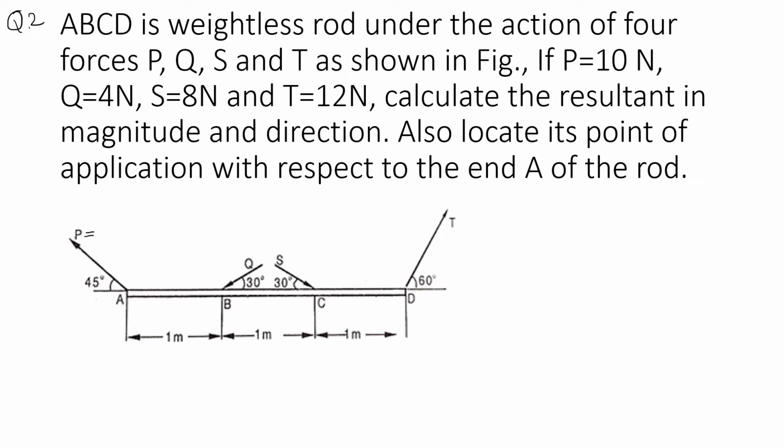So all the values are given. P is 10, Q 4, S 8, T 12 Newton. Then we need to calculate the resultant. The 4 forces are inclined forces. Inclinations are also given. So for calculating the resultant, first we need to resolve the forces into horizontal and vertical components. Then substitute the result. R is equal to root of summation Fx square plus summation Fy square. So first we need to resolve the forces.